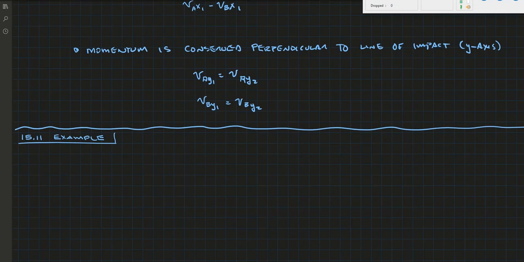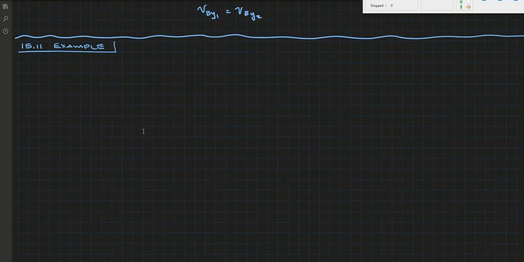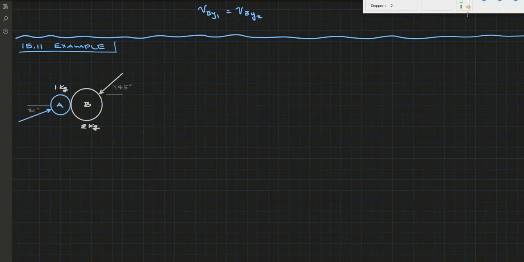Okay, let's do an example. This is example 15.11 from your text. Here we have a ball B, which is a 2 kilogram ball coming in at 1 meter per second, and it strikes ball A coming in from a different direction, at 3 meters per second.